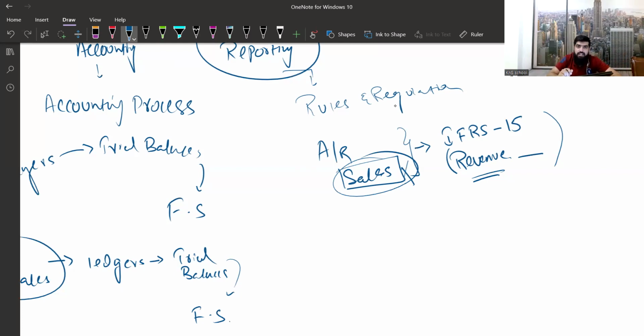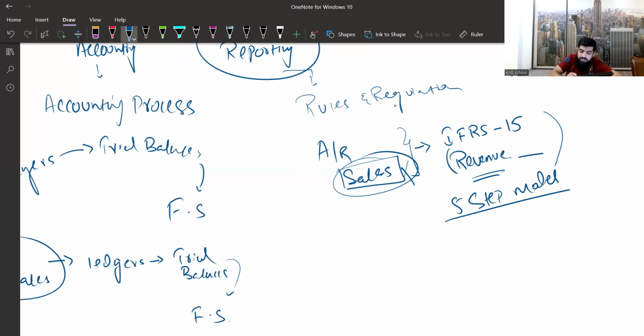IFRS 15 states that now this is the task of the financial reporting student. The financial reporting student should analyze and evaluate whether the rules given in IFRS 15 are fulfilled or not, whether we have complied with those rules and regulations or not. What are those rules? Let me give you an overview for this one. That is the 5-step model.